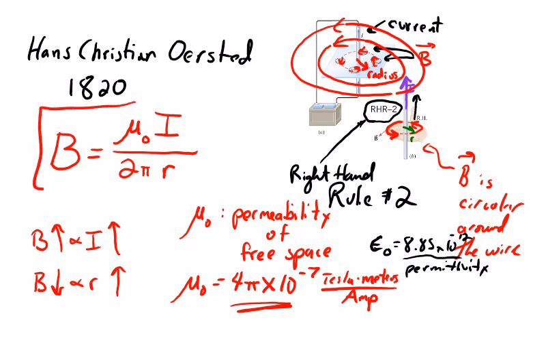So this is going to be our one equation, but we also have a brand new right-hand rule for a magnetic field created by a current. And thanks to Hans Christian Ørsted here, because he's the first one that noticed this effect.